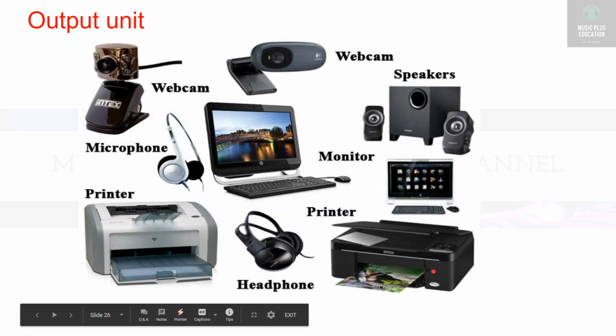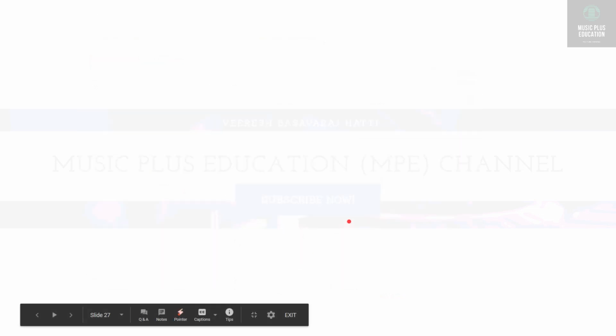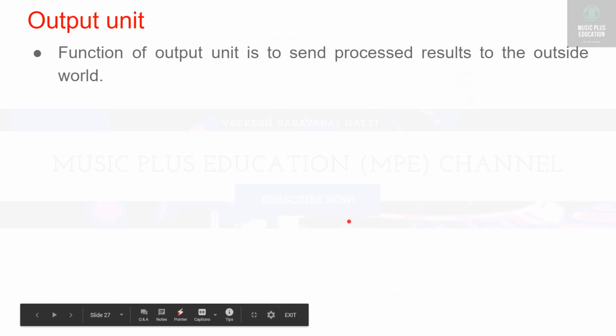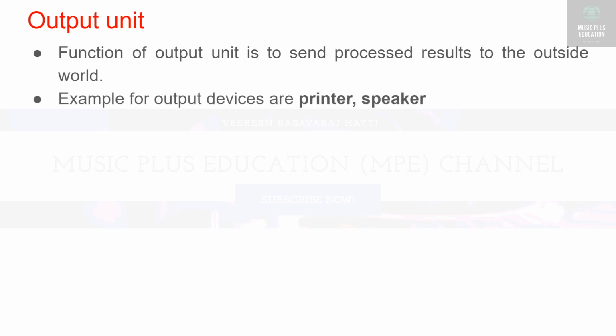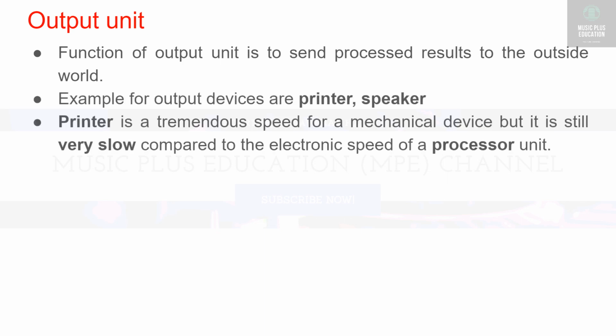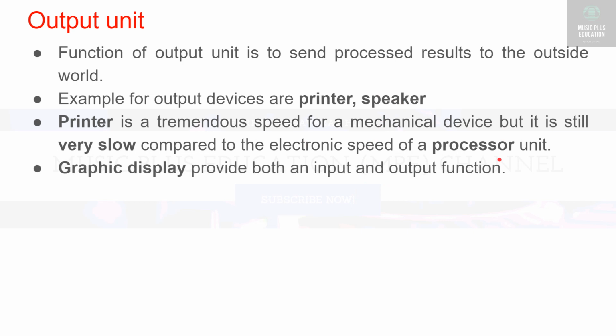Now the output unit. These are the output units: web camera, speakers, microphone, monitor, printer, headphone, right? The function of the output unit is to send processed results to the outside world. Examples: printer, speaker. A printer has a tremendous speed for a mechanical device, but it is still very slow compared to the electronic speed of the processor unit. Okay. A graphic display provides both an input as well as an output function.